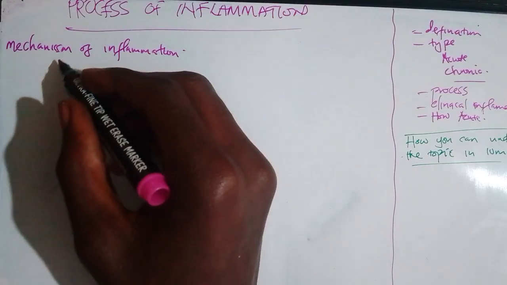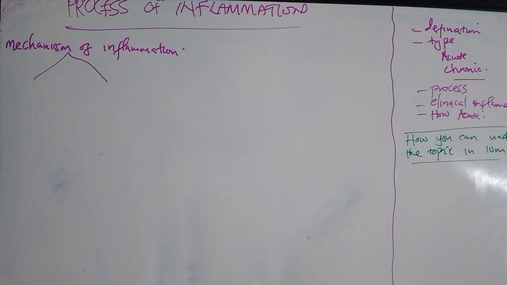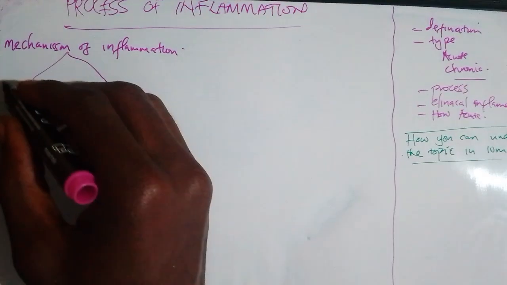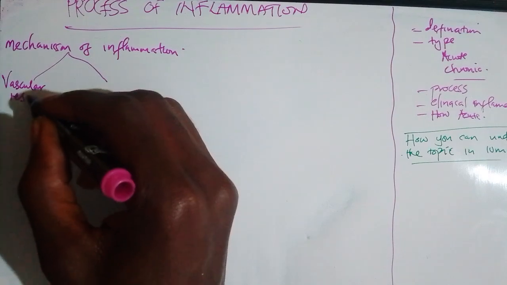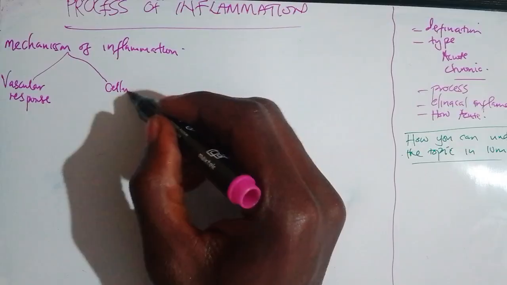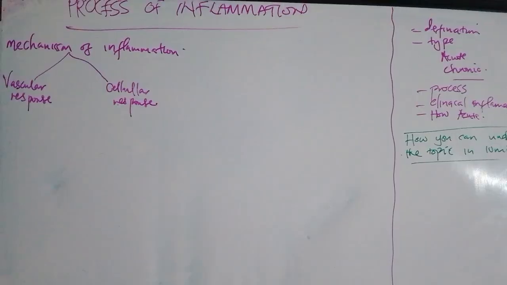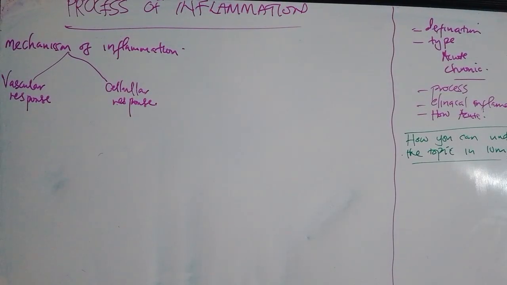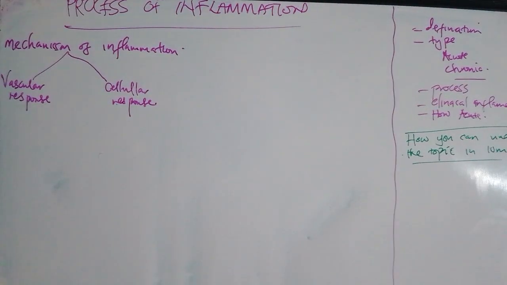So the mechanism of inflammation is divided into 2 divisions. We have the first one, which is vascular response. Then we also have cellular response. So what do we mean when we say we have 2 processes which are involved in inflammation? We know that inflammation is the defense mechanism.